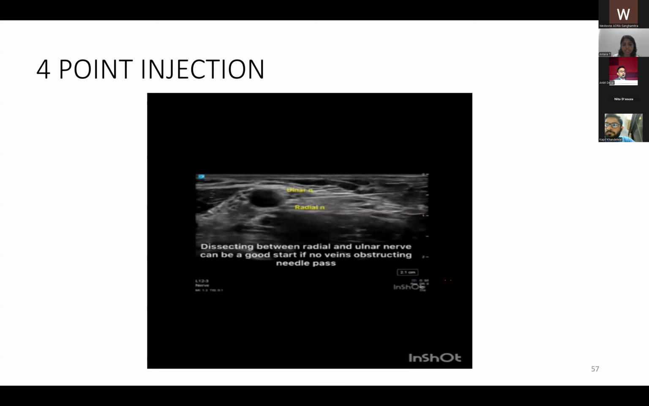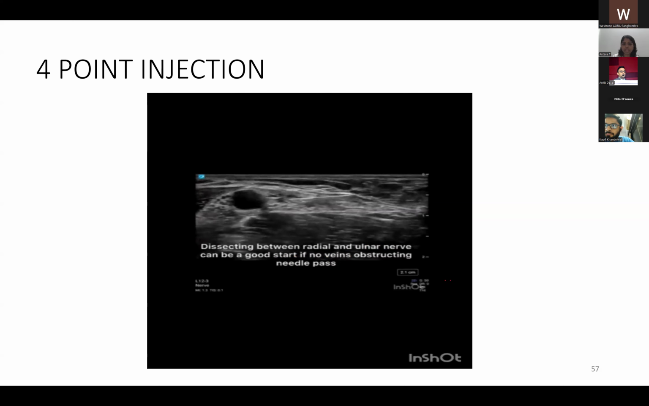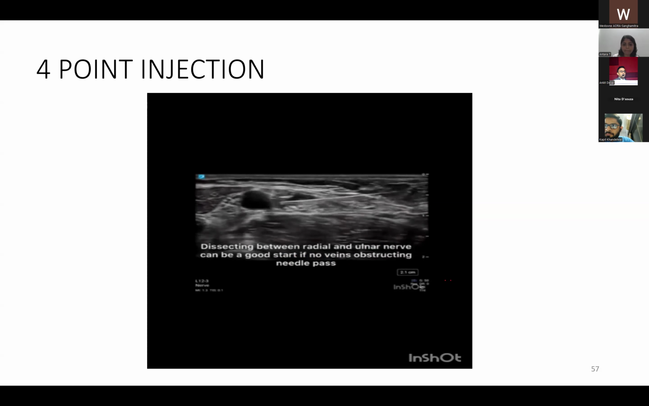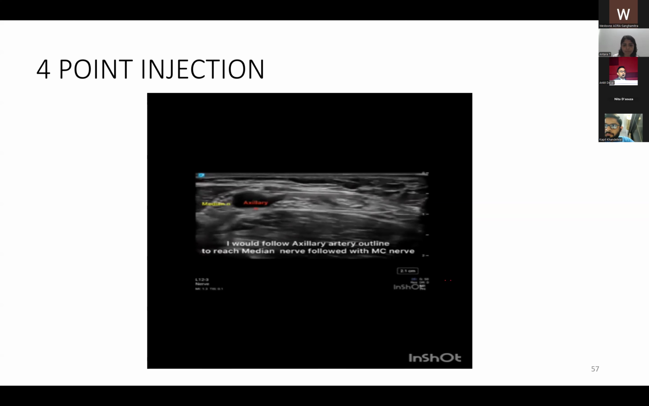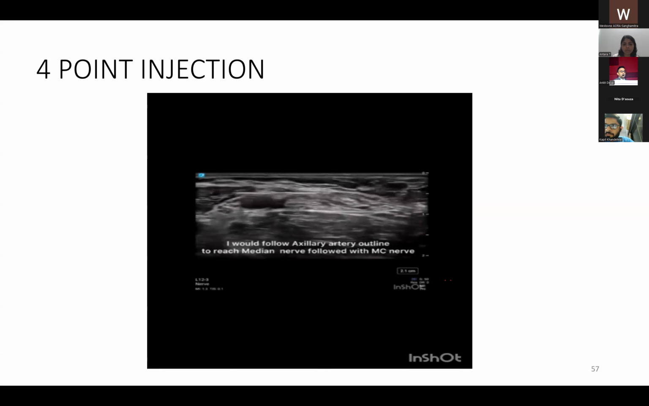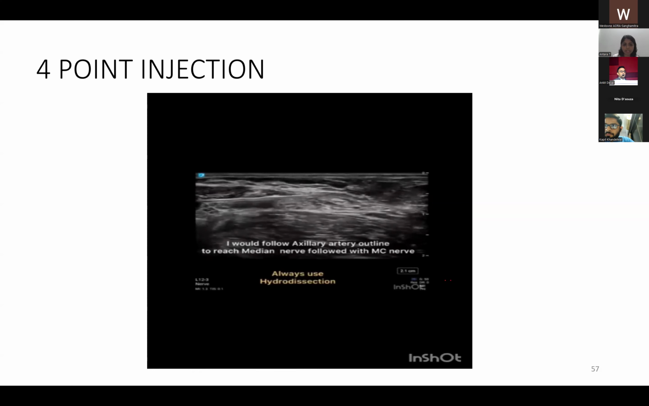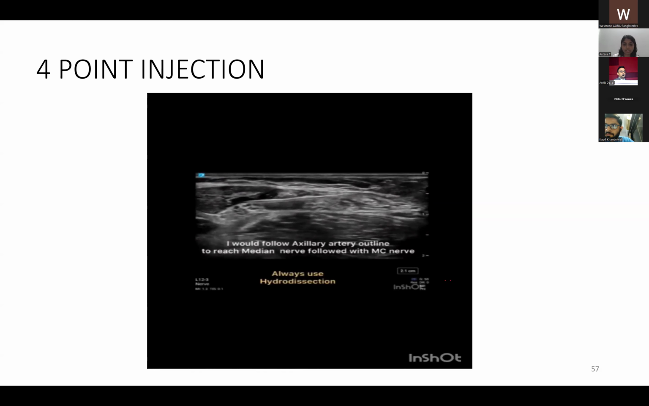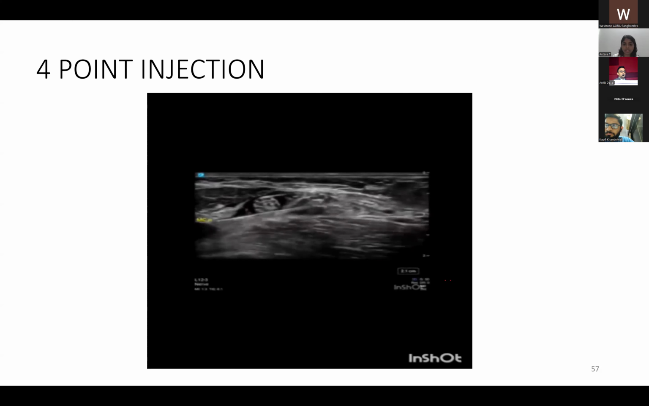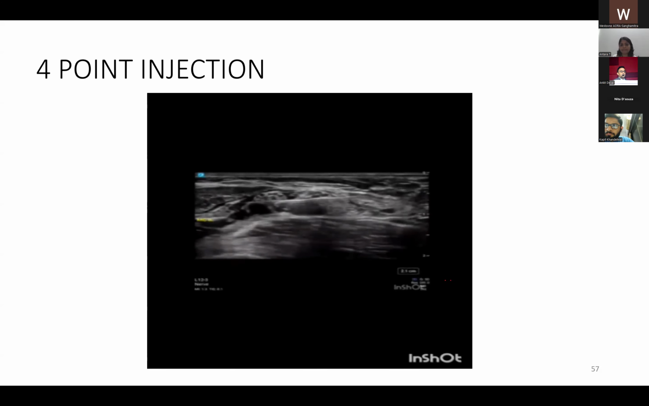So we start by dissecting between the nerves by hydrodissection. We scan well for any vascular structures present in the needle's path. So here we are going above the axillary artery to reach the median nerve and the musculocutaneous nerve by hydrodissection. And we'll deposit local anesthesia near each nerve. So this is a 4-point injection technique.